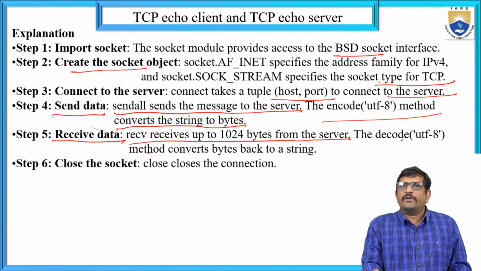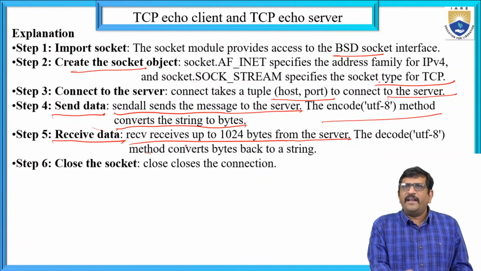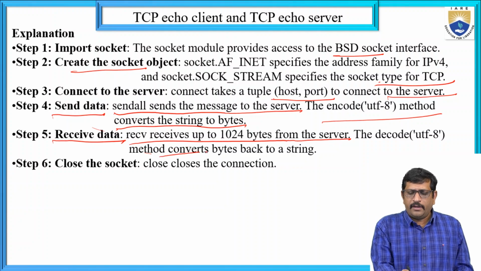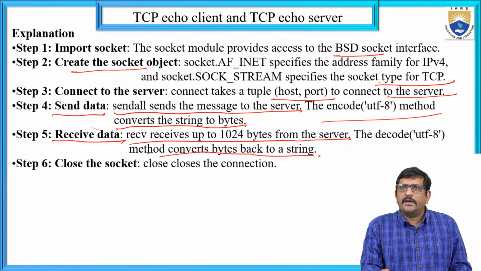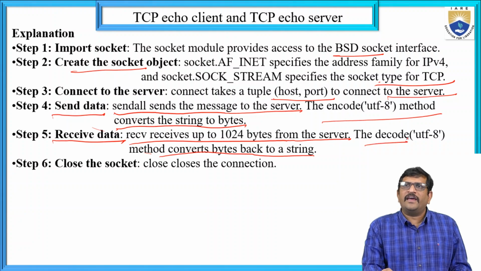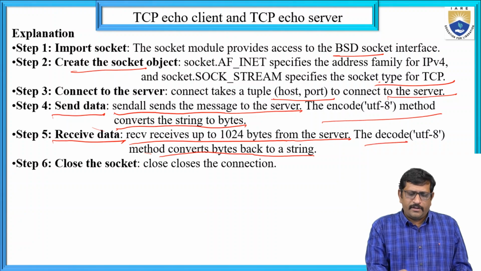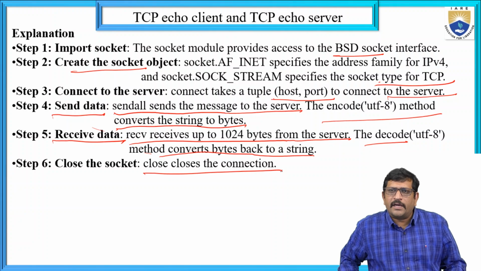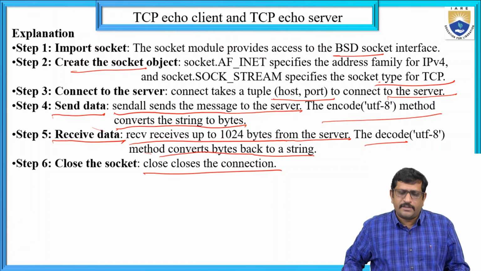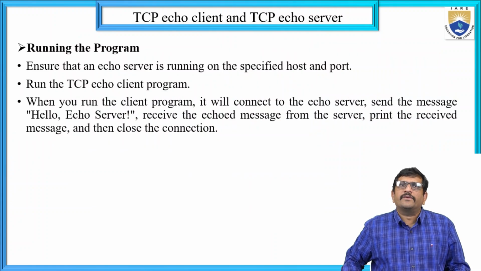Here is decode. The decode method converts bytes back to a string. Converting bytes back to a string is nothing but a decoding technique. With encoding we send the data, and with the help of decoding we can receive the data. After sending and receiving is completed, we can terminate the connection. We can close the connection, that is socket close.